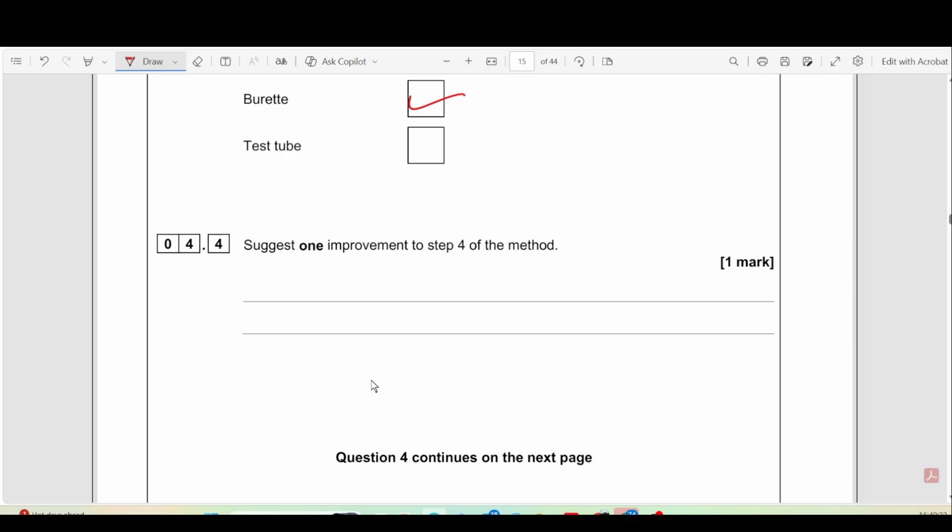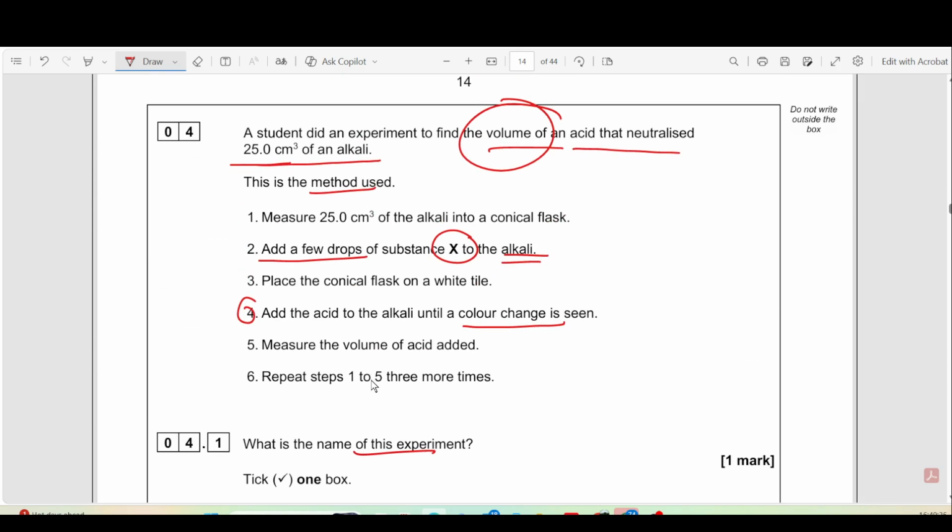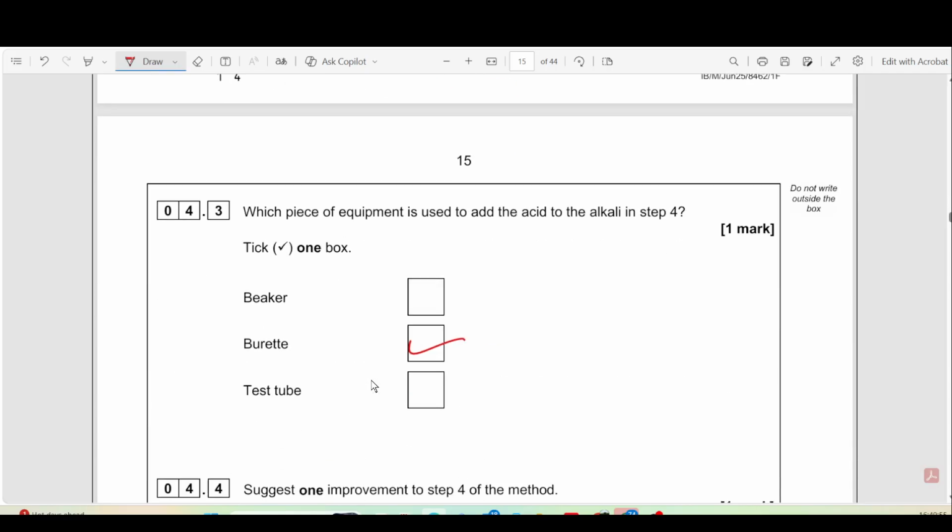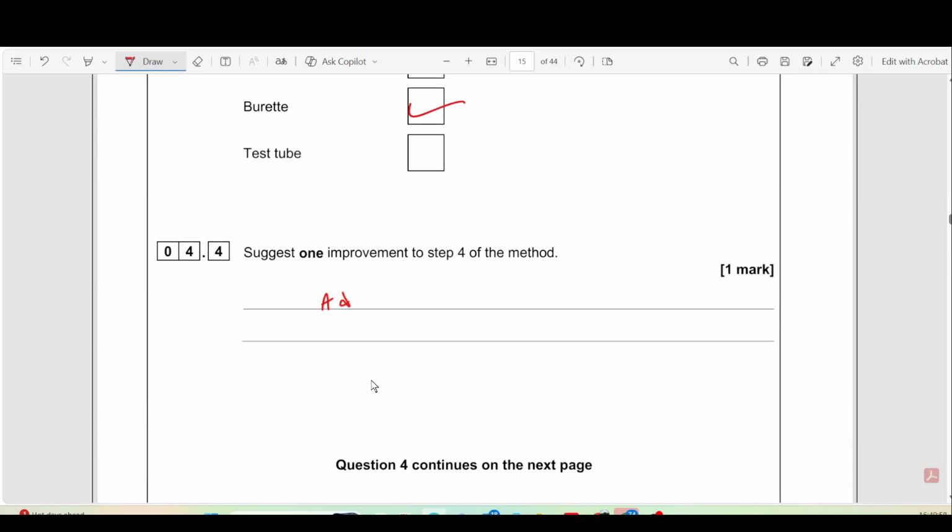Okay. Next, it says suggest one improvement for this method. So what we can do here, let me see. Step 4: add acid to alkali until a color change is seen. So we can add acid dropwise near the endpoint, right? Dropwise means drop by drop. When the indicator is about to change, ensure the exact volume. So we can write add acid dropwise.